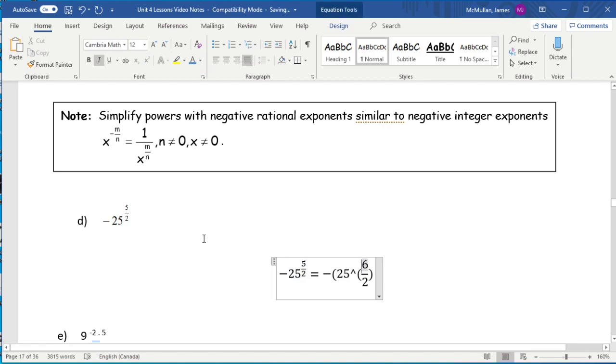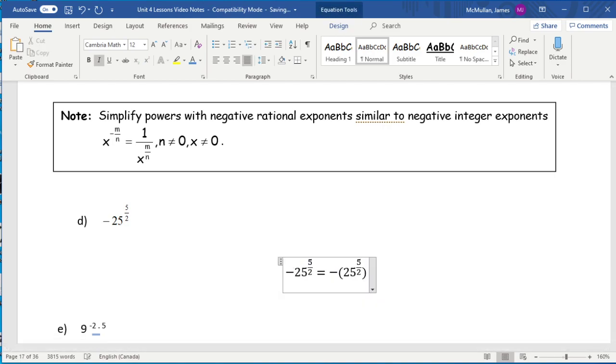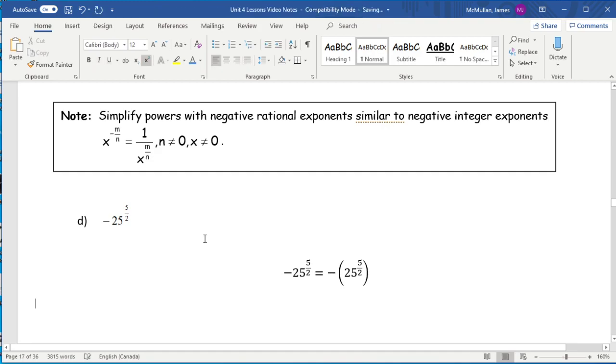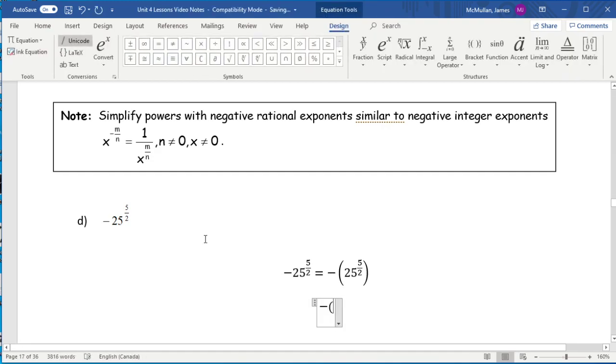Typos. Okay, the negative here is going to happen at the very end. So what we're going to do here is deal with the bracket first. We know that 25, let's try it like this. We're going to write it as a radical.